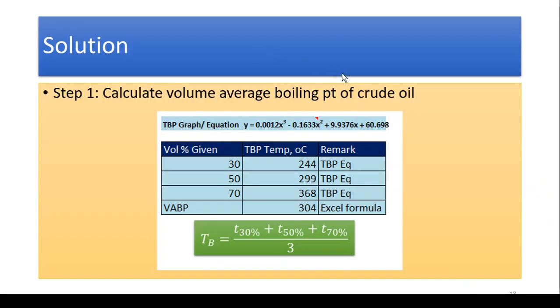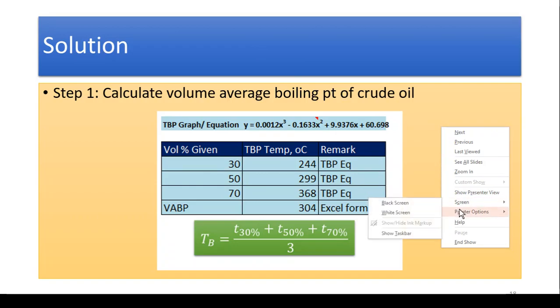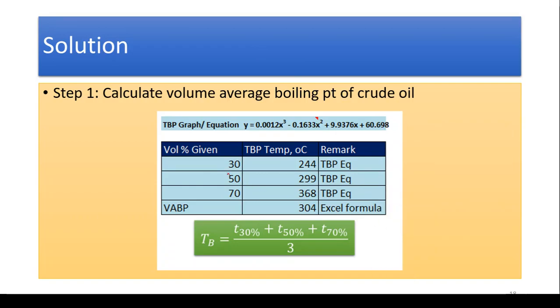So this is what is given here, 30, 50, 70: this is for 30 volume percent, this is for 50 volume percent, this is for 70 volume percent. Temperature is given for all these three, and then we can use the volume average boiling point with the help of this equation. So it will give 304 degrees Celsius. So this is step 1, to calculate the volume average boiling point of the crude oil.